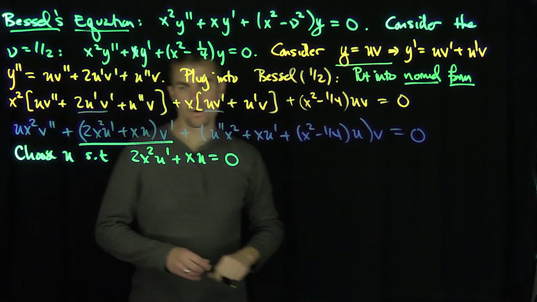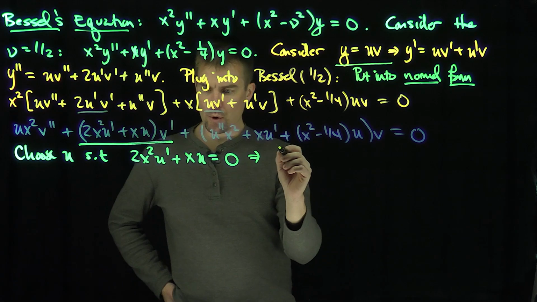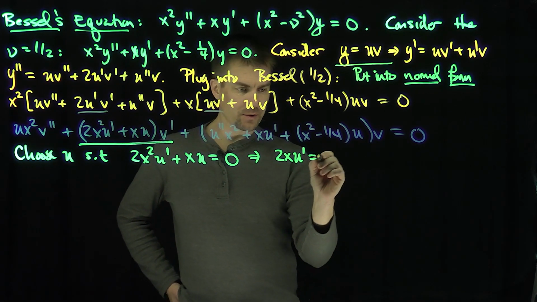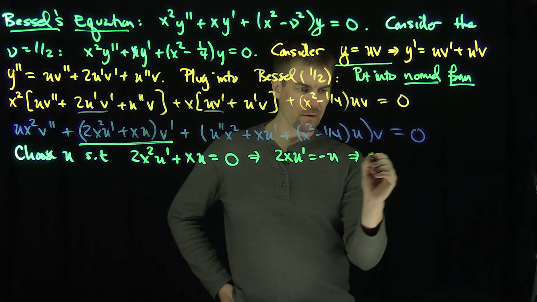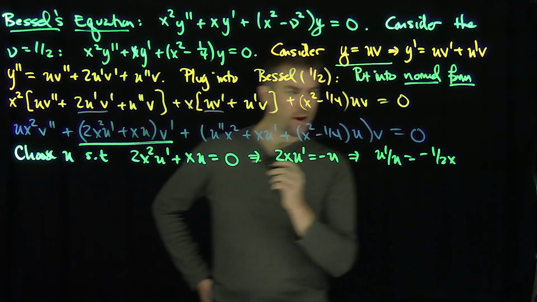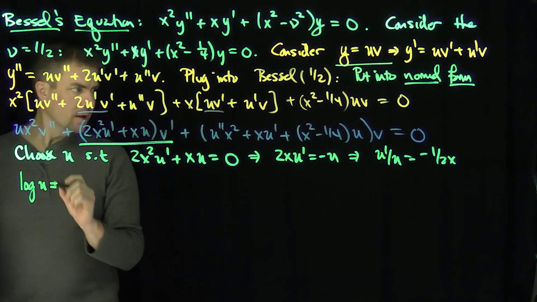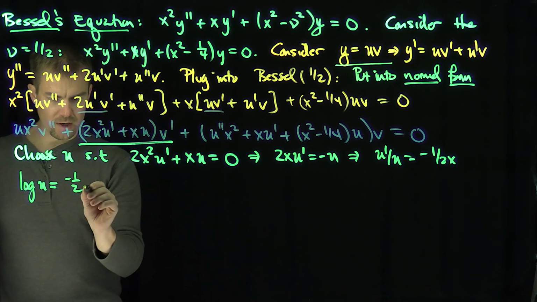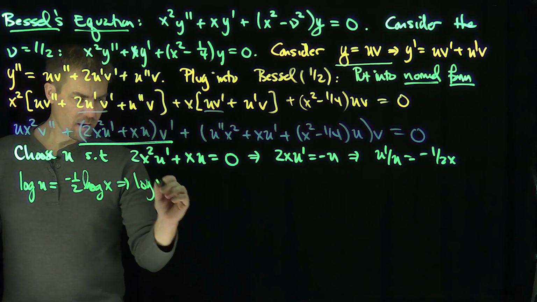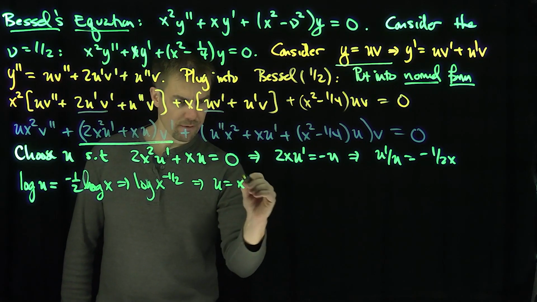Okay, so let's cancel on x, right? So this is the same thing as saying that 2x u prime is equal to negative u. And that says that u prime over u is equal to negative 1/2 x. So if we integrate that, what are we going to conclude? We'll conclude that the log of u, of course that's the natural log, is equal to negative 1/2 the log of x, which is the log of x to the negative 1/2 power. So u is x to the negative 1/2.